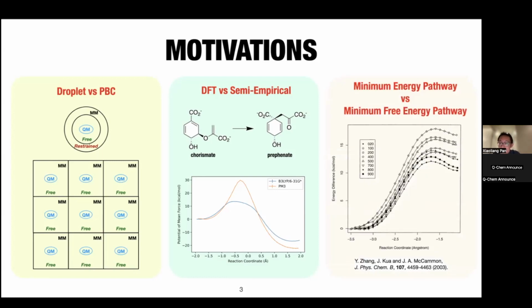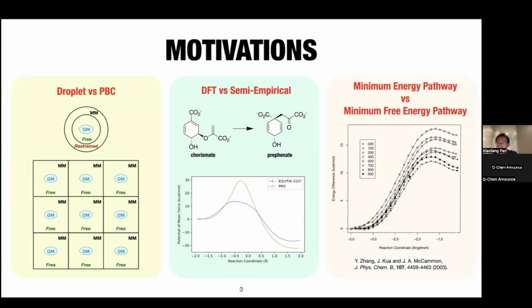The third thing we need to consider is the minimum energy versus minimum free energy. Minimum energy is where we optimize a single reaction pathway, usually with the environment frozen in a certain configuration, and the free energy pathway is where we do the sampling. So we sample the average over. The benefit of doing free energy is that it will lower the bias of how you choose your starting point.